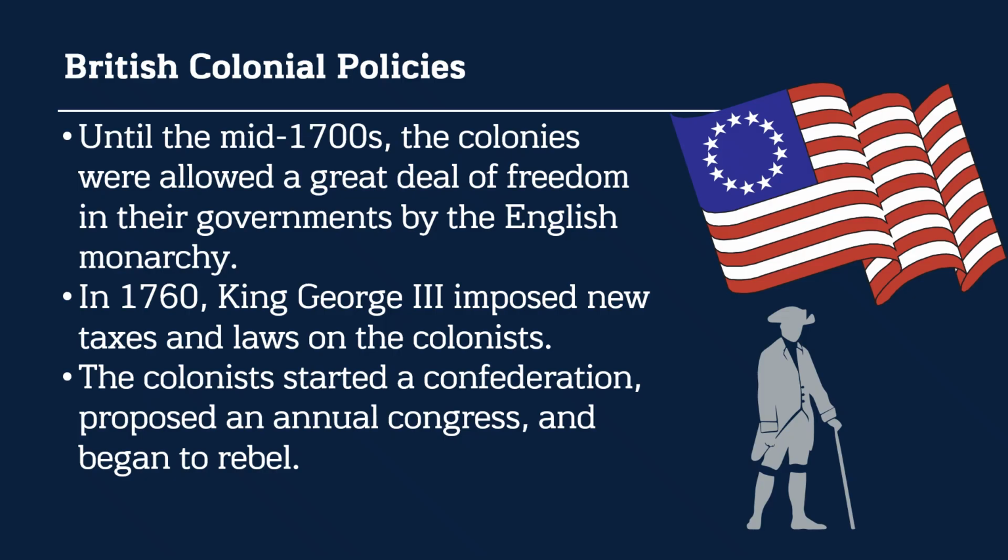Up until the mid-1700s, colonists were allowed a great deal of freedom by the English monarchy. However, in 1760, King George III imposed new taxes and laws on the colonists as a way to pay for the French and Indian War, or the 7 Years' War, depending on how you want to call it. And the colonists, of course, started to propose an annual Congress and begin to rebel and resent all of the taxes.